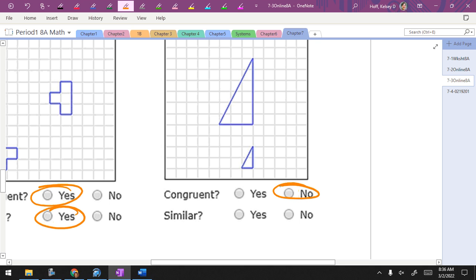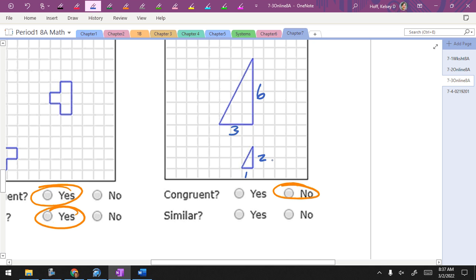Now, in order for us to check similar, we have to check the scale factor. So, everybody on your own, go and count these. We need to check the scale factor. Don't worry about the diagonal side of your triangle. You're just looking at your length and your width and your height. I think the top one is 3 and 6. Am I right? And the bottom one is 1 and 2.